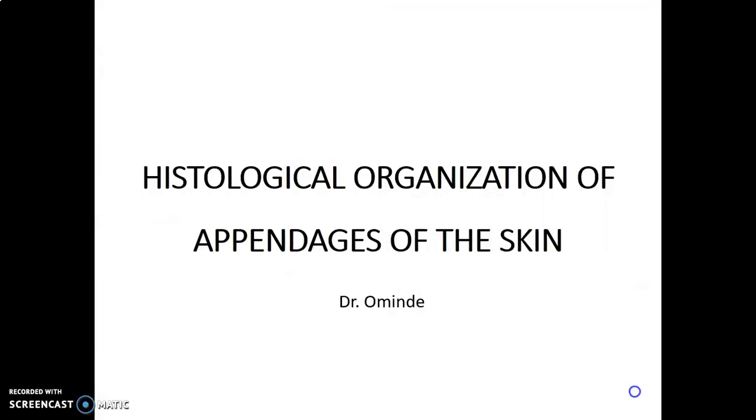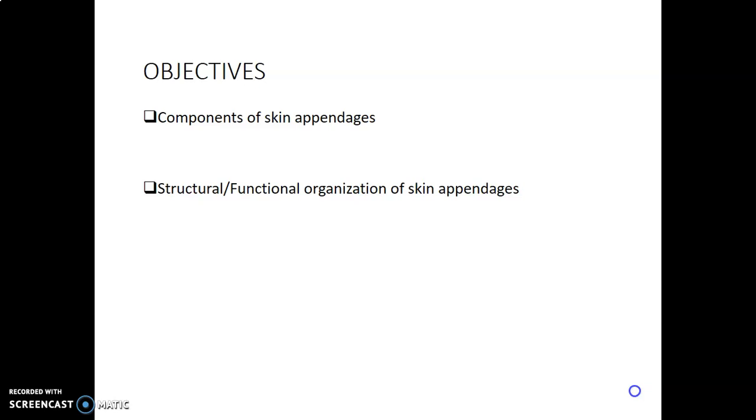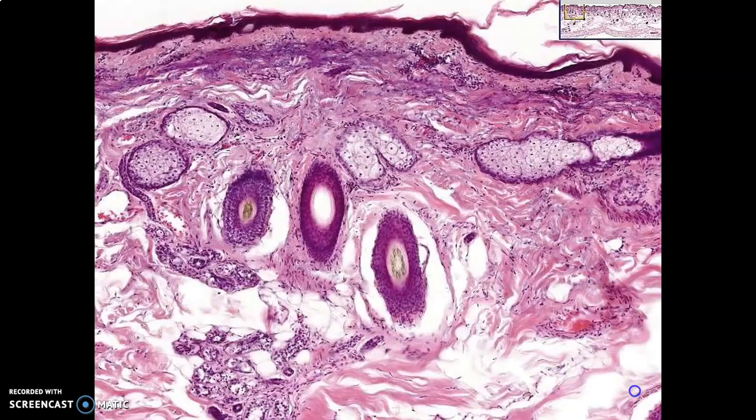So, these are the objectives: the components of the appendages, and the functional and structural organization.